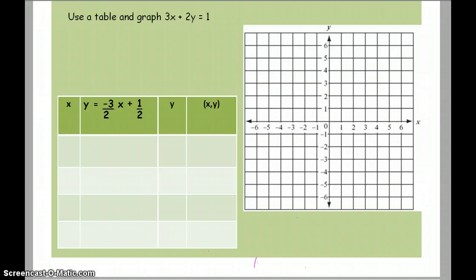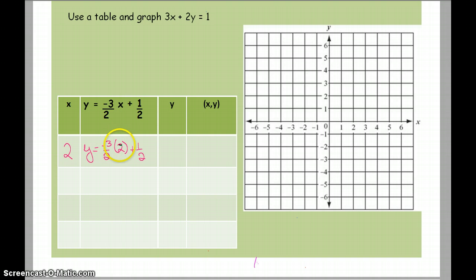So now we're going to just choose some values for x. I'm looking at this and I see that my coefficient is a fraction. I want that 2 to cancel out. Well, I'm going to choose multiples of 2. So I'm going to choose a positive 2. So I've got y is equal to negative 3 halves times 2, plug that in for x, plus 1/2.